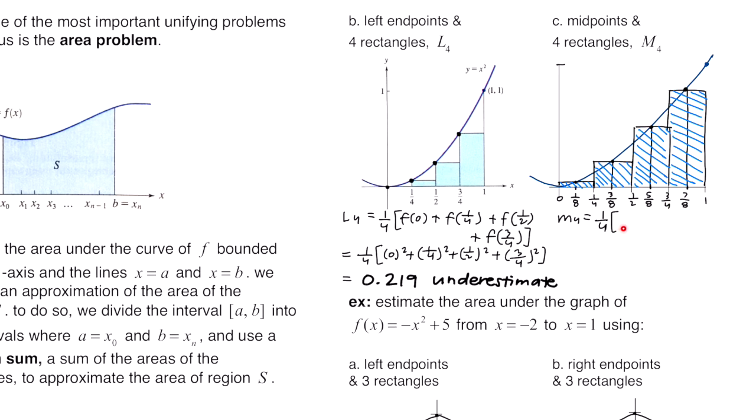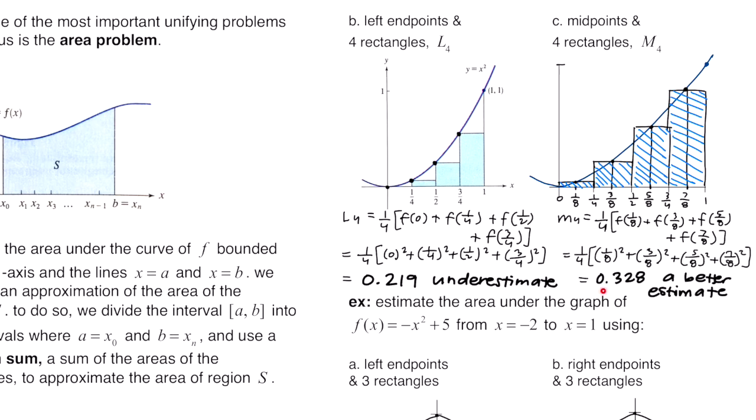So when we write the heights of the rectangles, they're occurring at the midpoints. So it's going to be f of 1/8. Next, it's going to be f of 3/8, f of 5/8, and finally f of 7/8. So again, to find these y values, we're going to plug 1/8, 3/8, 5/8, and 7/8 into the original function y equals x squared. And for our approximation, we end up getting 0.328, and this is going to be a better estimate than taking a left endpoint or a right endpoint.